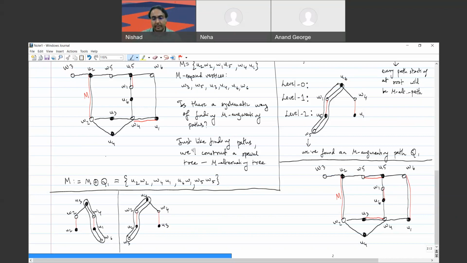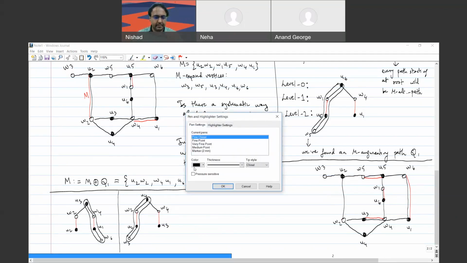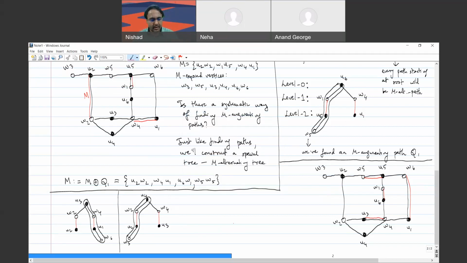And now we throw away U2 W2 and replace it by the edges U4 W2 and U2 W3. So let's throw away this edge. So we get U4 W2 and U2 W3. And that in this example is a perfect matching. Right? We don't have exposed vertices anymore, so we stop. Clearly, at this point, we have a perfect matching.